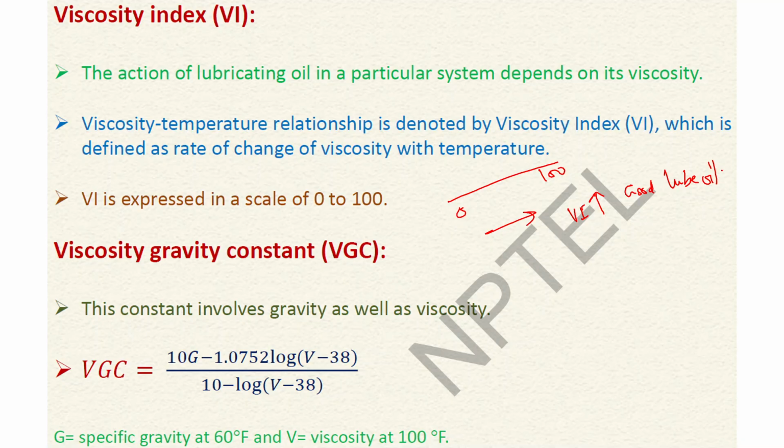Okay. So viscosity gravity constant is another property of crude oil. Viscosity index is a property of lubricating oil, but this is a property of crude oil. This constant involves gravity as well as viscosity, and this is the formula for the viscosity gravity constant: 100 G minus 1.0752 log (V minus 38) upon 110 minus log (V minus 38), where G is the specific gravity at 60 degrees Fahrenheit, and V is the viscosity at 100 degrees Fahrenheit.